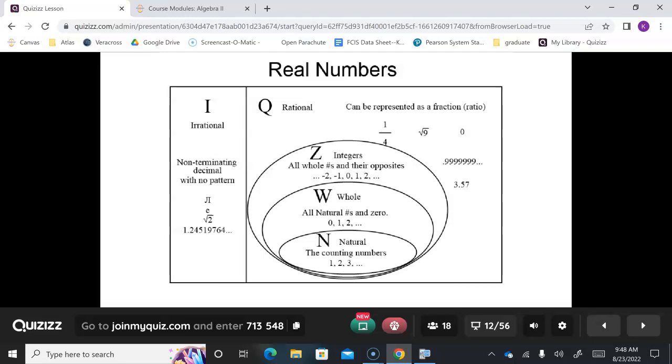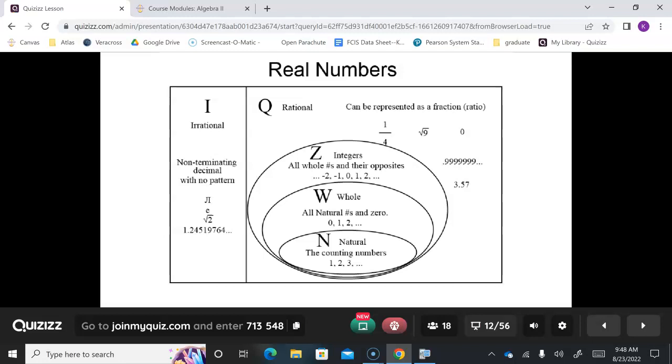So 1 is a natural number. It's also a whole number. It's also an integer. And because it's in this rational set, it's also rational. And it's real. Okay? So if a number is natural, it's also whole and integer and rational and real. So our natural numbers will fit in all 5 of these sets. Our whole numbers, meaning 0 plus the naturals, will fit in 4 sets. Our integers will fit in 3 sets, and our rational will fit in 2 sets.